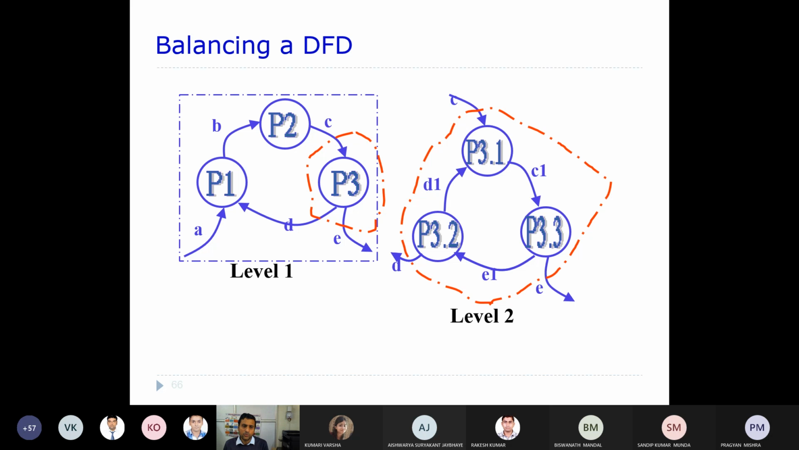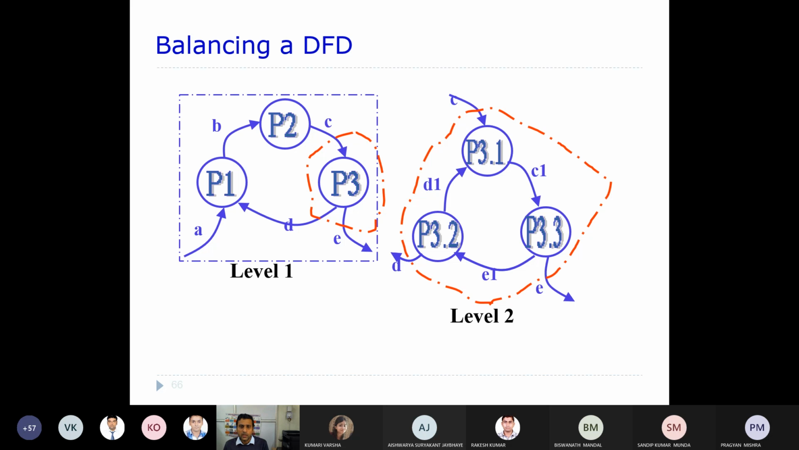How many outputs? 2. Now outputs are 2, so E and D. So that means at this point of time, this process P3 has only one input and 2 outputs, right? Now in the next level we are going to decompose this P3 into sub functions, right? So what are those sub functions? That will be 3.1, 3.2, 3.3.